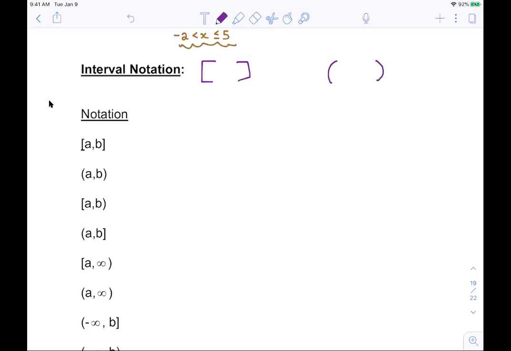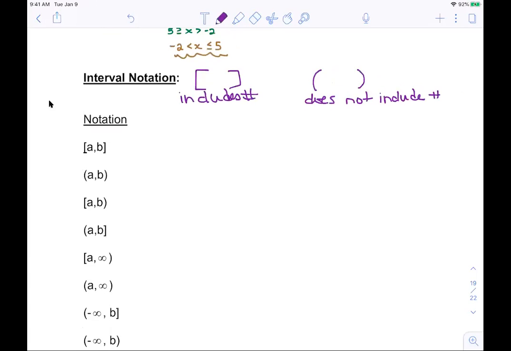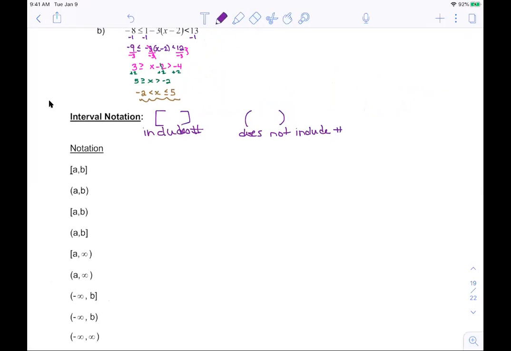Peter? A bracket includes the number and the parentheses doesn't. Nice. So the bracket includes the number. That number is part of the answer. The parentheses does not. So a bracket is equivalent to a closed circle. A parenthesis is equivalent to an open circle.